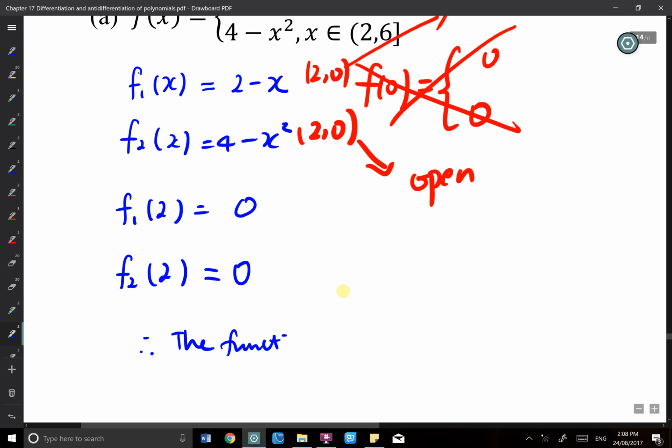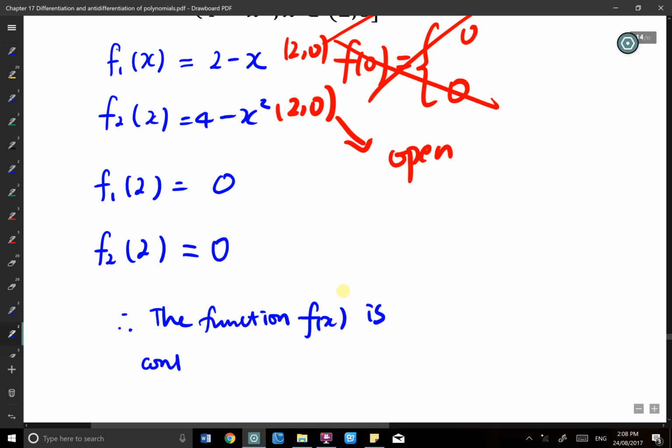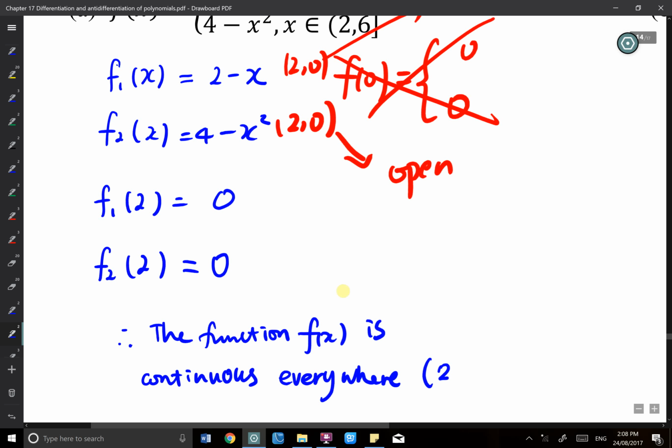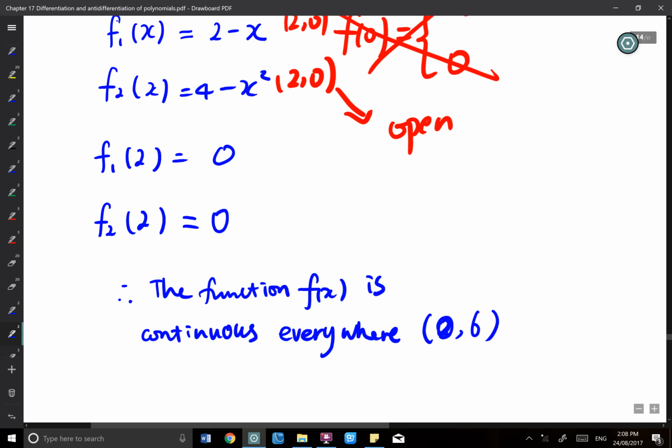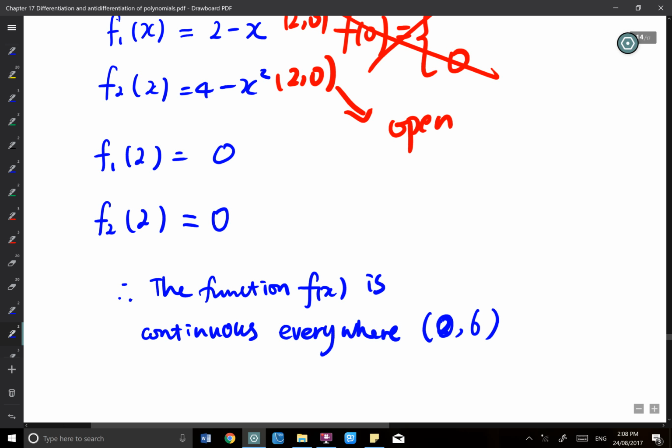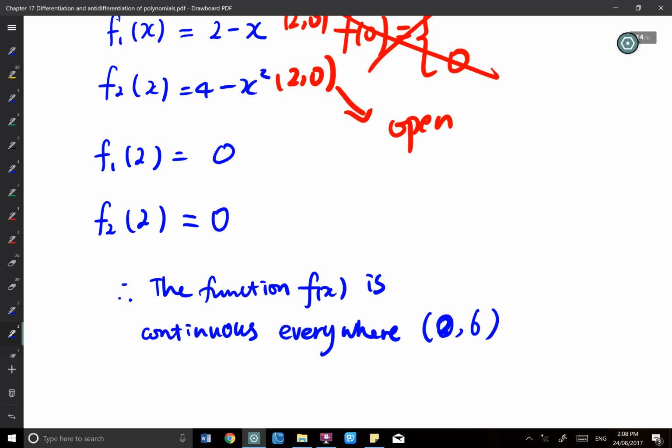So the function f(x) is continuous everywhere from 0 to 6. I'm not including those two endpoints because you can't talk about continuity for the endpoints. There's nothing connected over there. And then the only thing you suspect is the 2, whether 2 is connected or not. And once you prove 2 is connected, there's no other problems for the rest of the function as well.